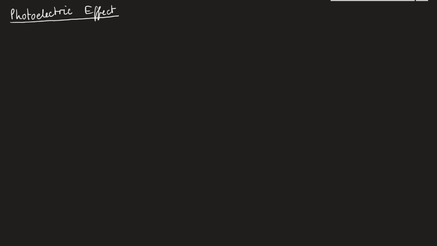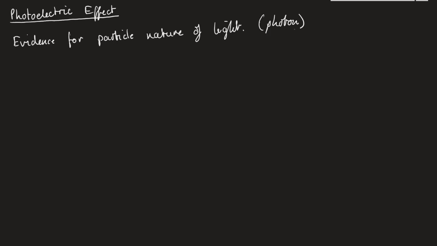In this video we're going to be going through the photoelectric effect. So we've said before that the photoelectric effect is the evidence for the particle nature of light. And we said the particle nature of light is that it's a photon. So we're going to be looking at how we can prove that light is a photon using experimental evidence, because that's how we have to prove everything.